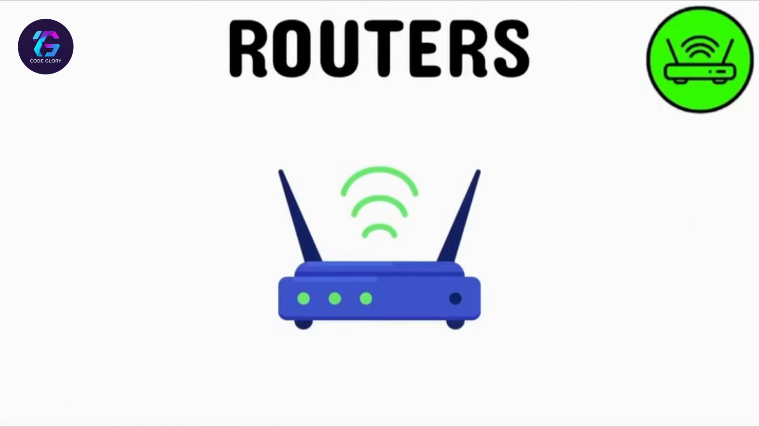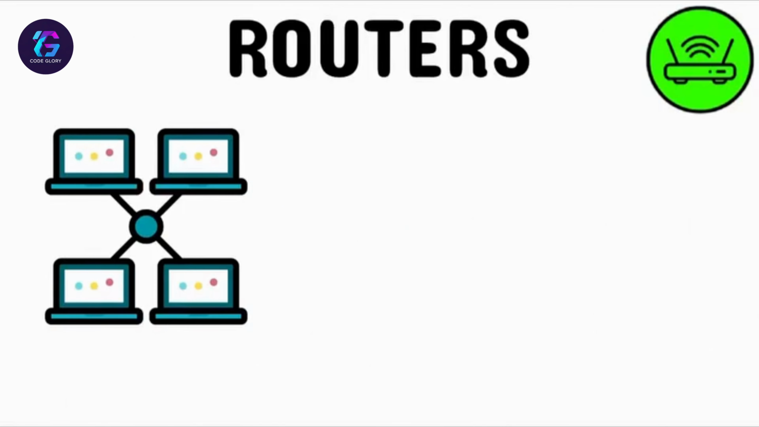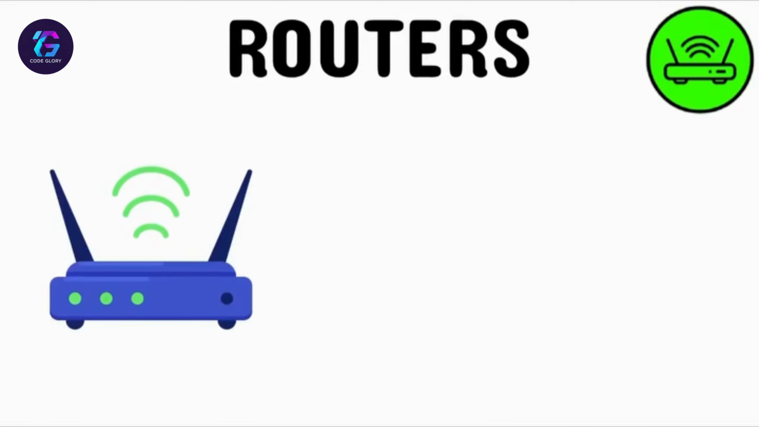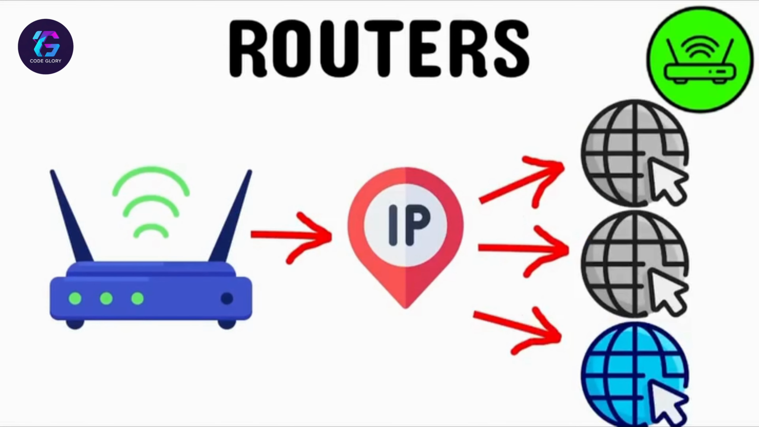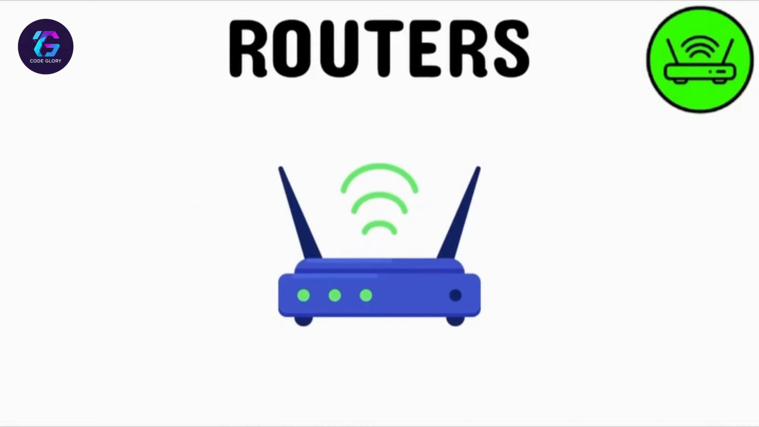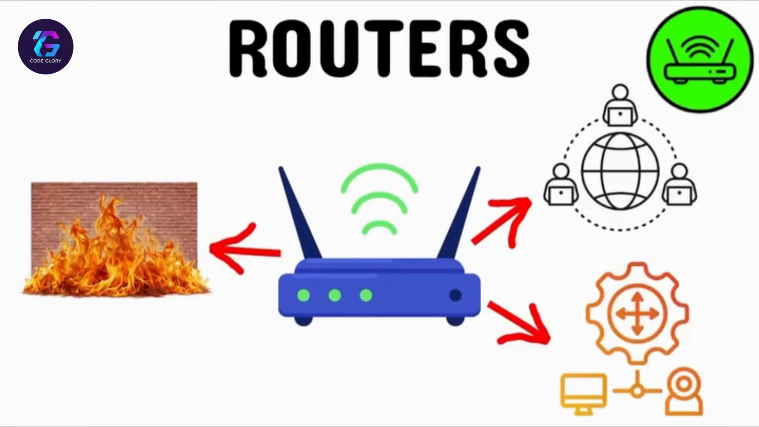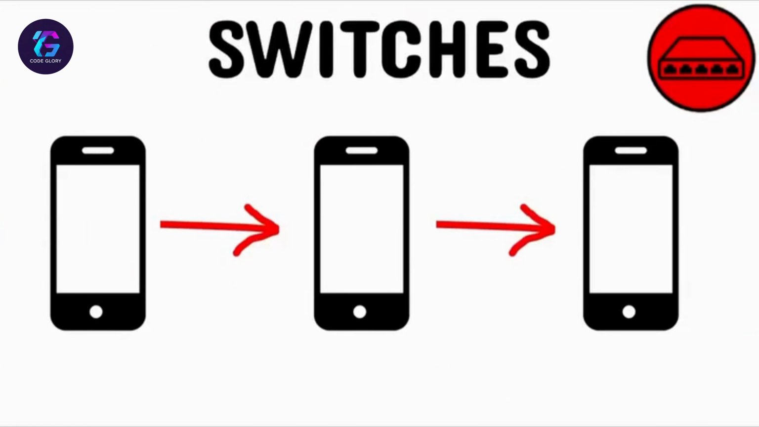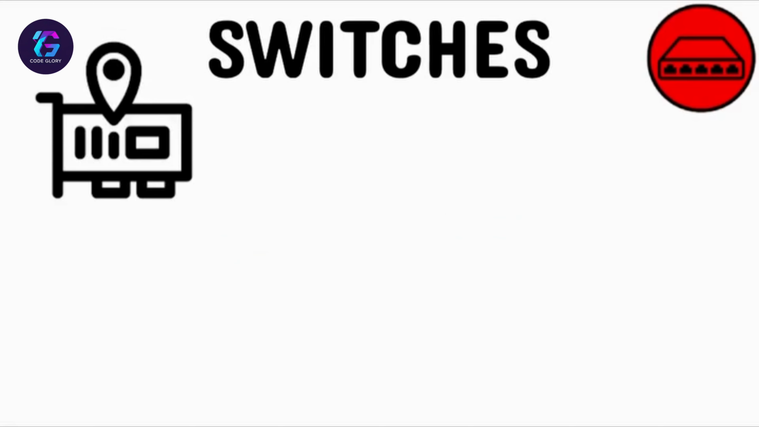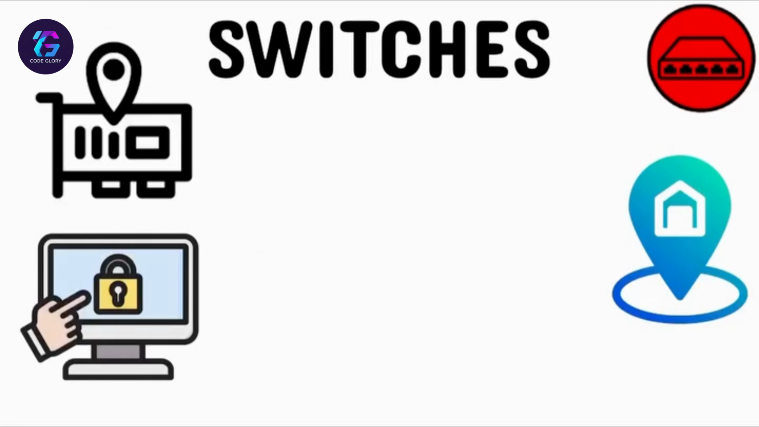A router is a device that connects different networks, such as a local network, to the internet. Routers use IP addresses to determine the best route for data to travel from one network to another. They also provide additional features like firewalls, NAT, and DHCP services, and ensure devices on different networks can communicate effectively. A switch connects multiple devices within the same network and uses MAC, media access control, addresses to forward data to the correct device.